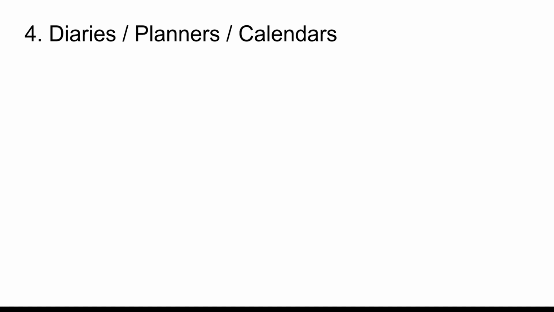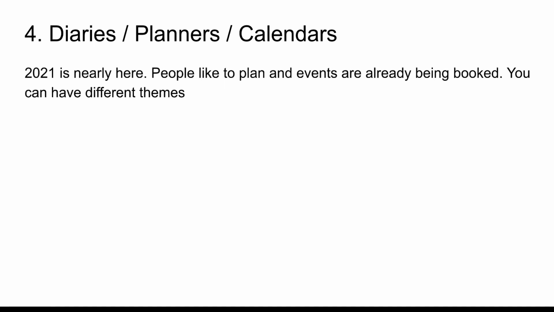The fourth niche, diaries, planners and calendars. Well, this year 2020 people are wanting to forget, so they're already buying 2021 planners and diaries. As well as people like to plan and have events already booked, they like to write it down, they like to put it somewhere. Not everybody likes digital planners. They don't like it being on the phone. They'd rather have it written down, because it is a proven fact that if you write something down, you're more likely to remember it than if you just type it in.